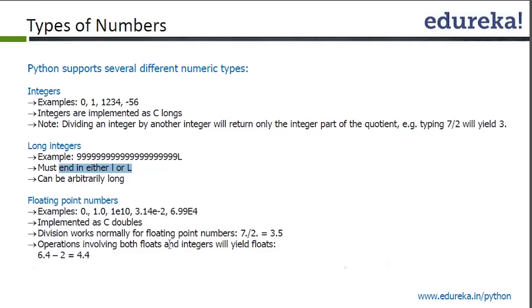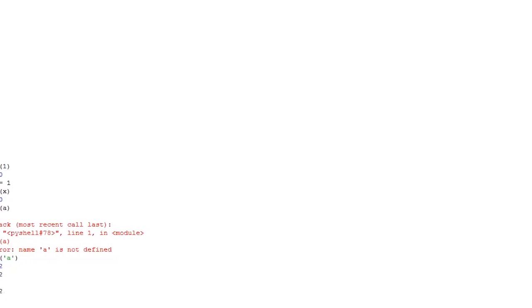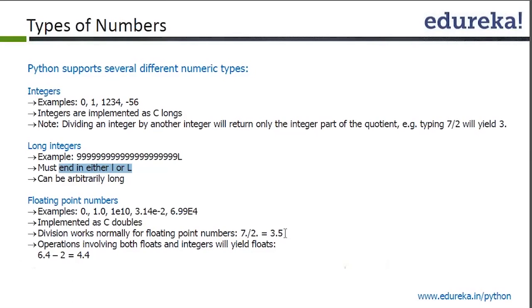Floating point numbers, it's 0.10, or this is also fine, right? It's also the same thing. See, 7.2, or it gives you 3.5. Operations involving both floats and integers will yield floats. Okay, so by default it does not give you a floating point. Integer divided by integer gives you integer, and floating point divided by floating point will give you floating point. But if you want to cast it, you either import a package or you add a dot, or you play around with it.